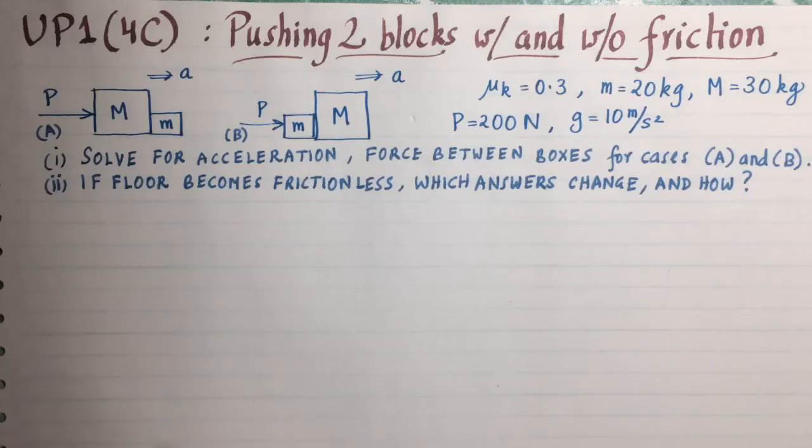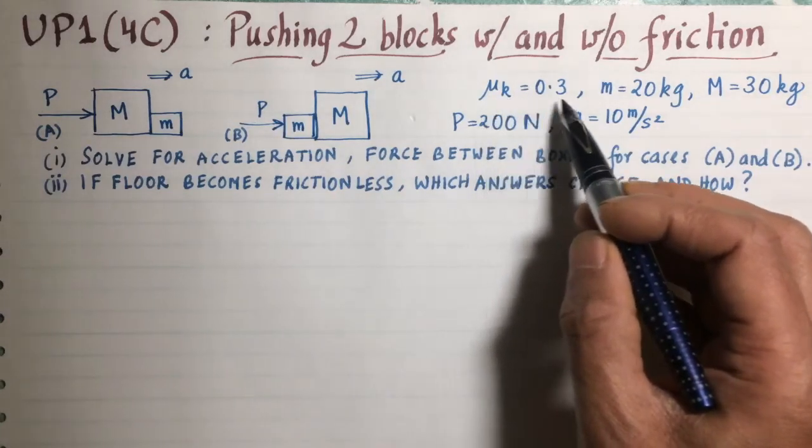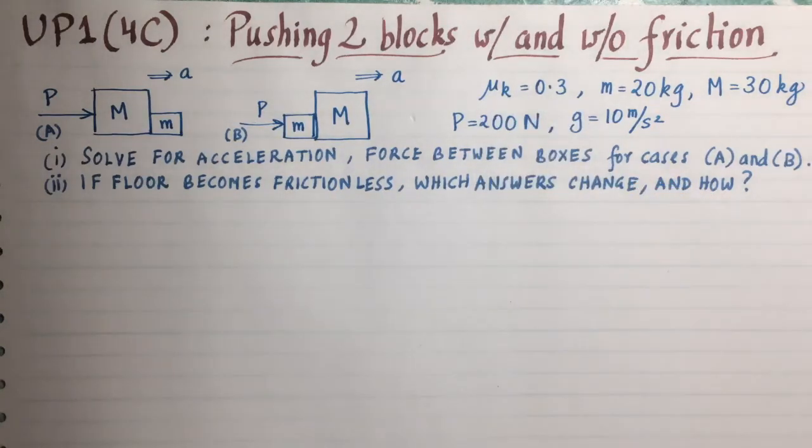And then let's suppose that as you're pushing it, the floor suddenly becomes frictionless. Initially, the floor had some friction, given by the coefficient of kinetic friction, 0.3. And let's say as you move it across the dorm, the floor suddenly becomes smooth. Which of the answers will change and how? Assuming here that your pushing force does not change. So let's solve this problem.